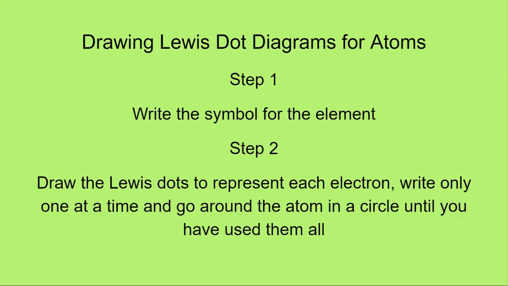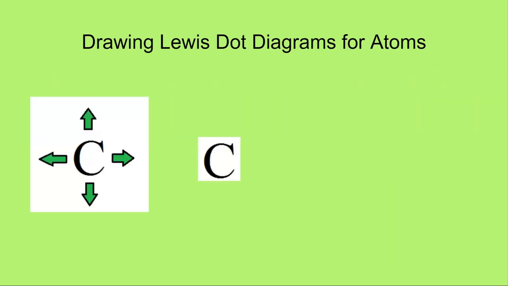Step 2, you're going to draw dots for each electron. You are going to write only one at a time. Okay, this is really important. If you're going to use what you're drawing to figure out bonding, you can only draw electrons one at a time, because if you start pairing them off, it will look like those electrons can't bond, right?